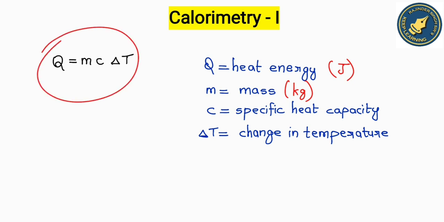In this formula, make c as the subject. So c will be equal to Q upon M delta T. So what will be the units? Energy is joules, mass is kg, temperature in Kelvin. So the unit is joules per kg per Kelvin.